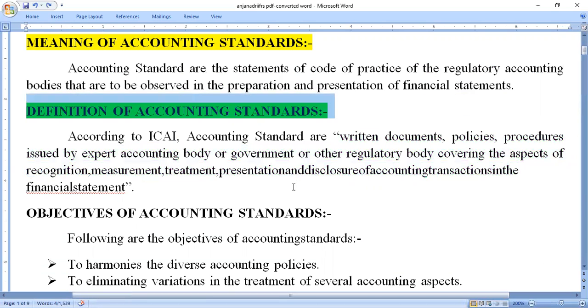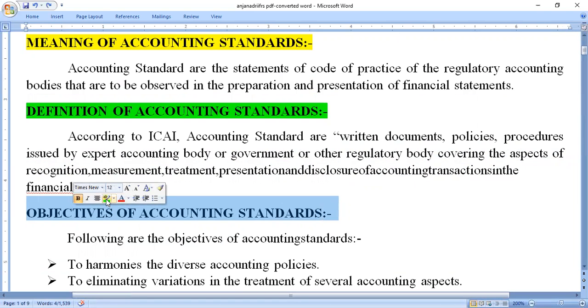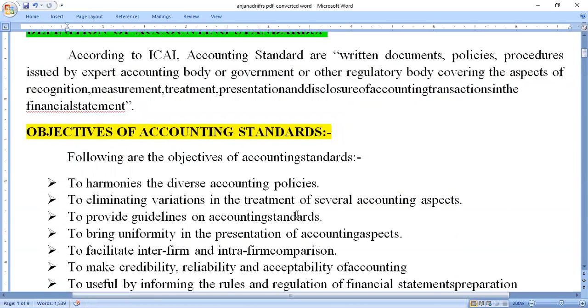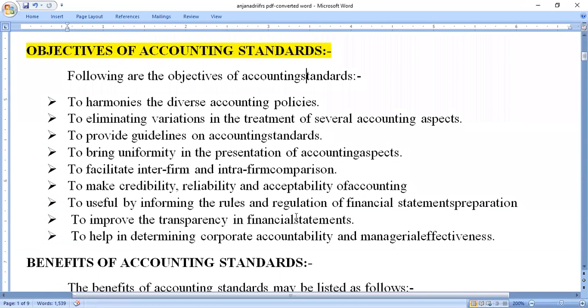This definition is given by the ICAI. Next we are moving to the objectives of accounting standards. Here, what are the major objectives of accounting standards? This is very, very essential. What are the major objectives of accounting standards?